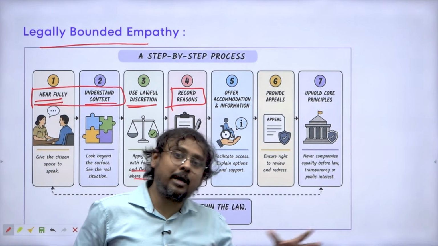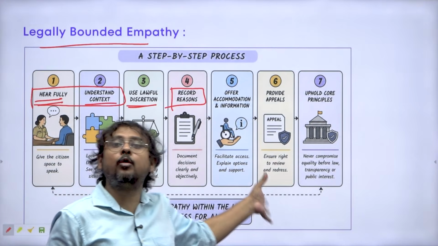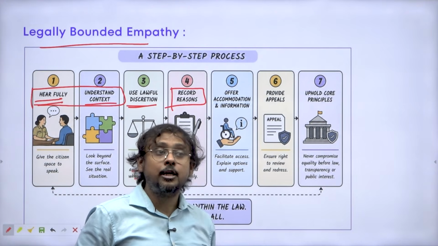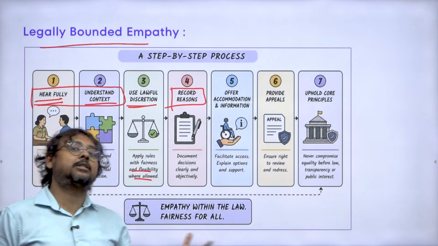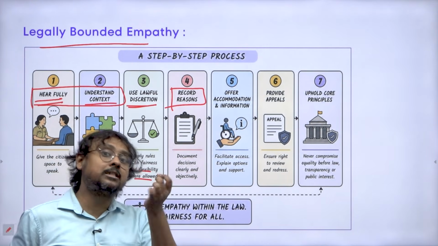At the end, my end goal is to help that particular person, right? But it's not that without documentation. I will document the decision or the action that I have taken. Again, it is a part of what?